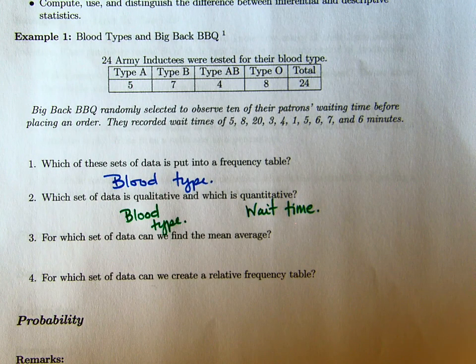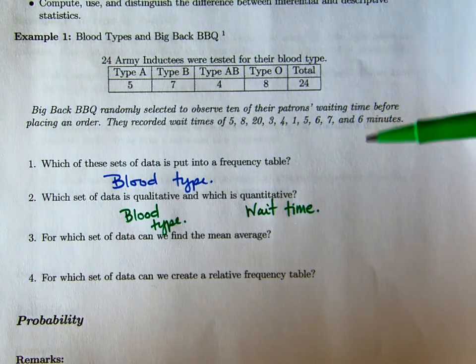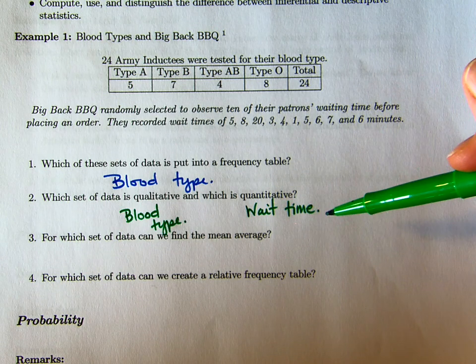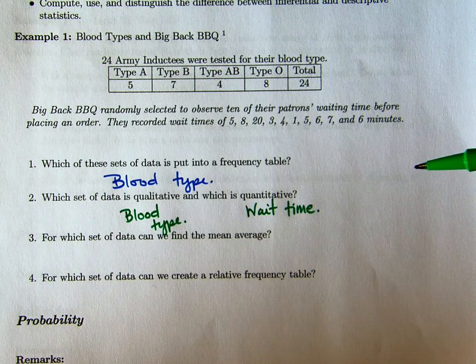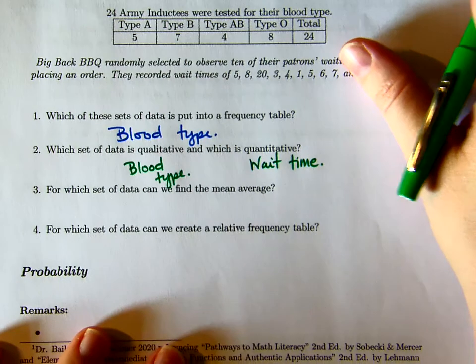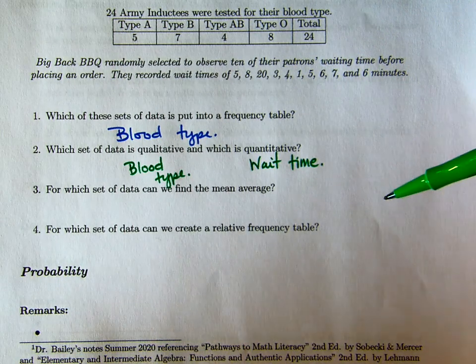So what's your blood type? Oh, I'm type AB. I actually don't know my blood type right now. I have it on some piece of paper somewhere. Anyway, it's kind of sad.